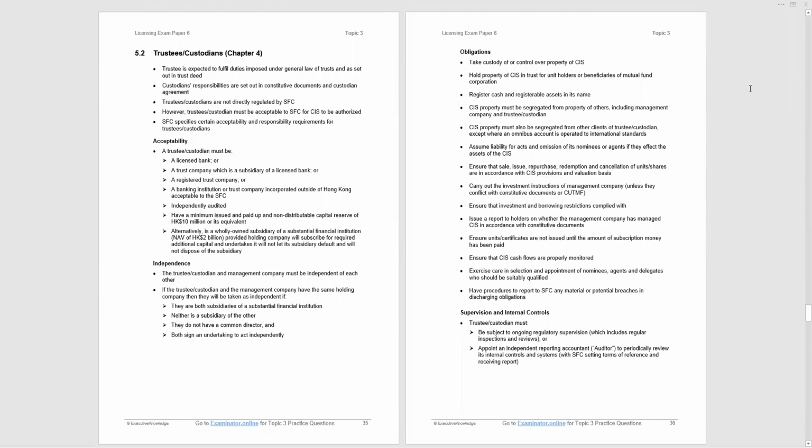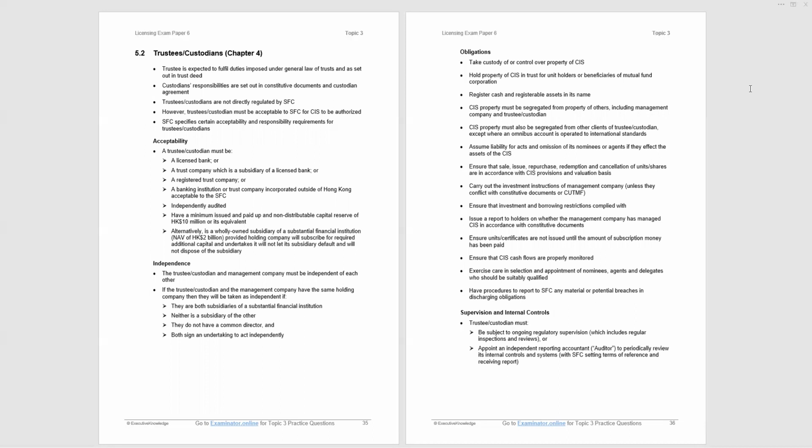Now, 5.2, trustees, custodians. We've referred to the trustees, custodians in earlier material. Trustee if it's a trust, custodian if it is a mutual fund corporation. And the second bullet point there alerts us to the fact that custodians' responsibilities are set out in constitutive documents and in the custodian agreement. Trustees, custodians, not directly regulated by the SFC. But remember from earlier material, if a custodian gets into stock borrowing and lending, it will have to become Type 1 licensed, a one-off point there.